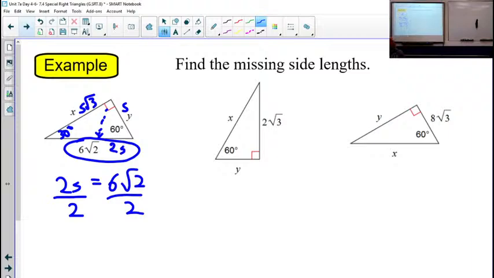So to solve for s, I'm going to divide by 2. Which ones am I going to cancel? I'm going to cancel the ones that are both outside the square root. I'm not going to cancel something outside with something inside. So I'm going to take 6 divided by 2, and that's 3 outside the square root. And then we still have a 2 inside the square root.